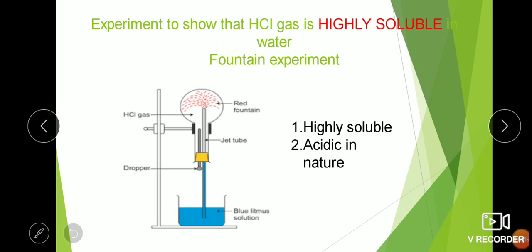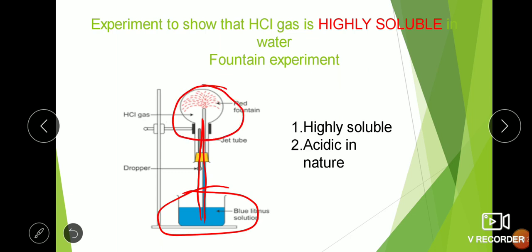Now, what are indicators? Substances used to identify whether the given substance is acidic, basic or neutral. In this experiment, we are going to use blue litmus solution. You have taken blue litmus solution in the container. You have dipped the jet tube inside the blue litmus solution. You have HCl gas filled in this inverted round bottom flask.